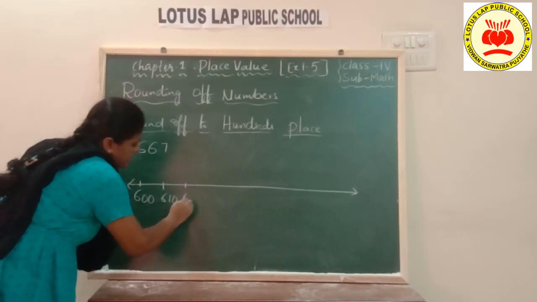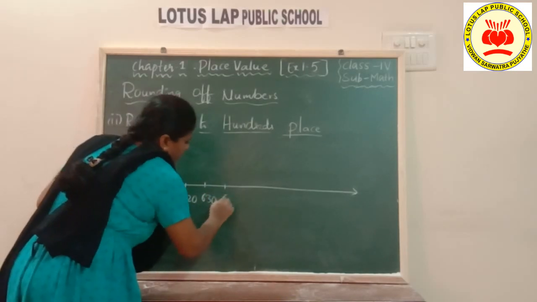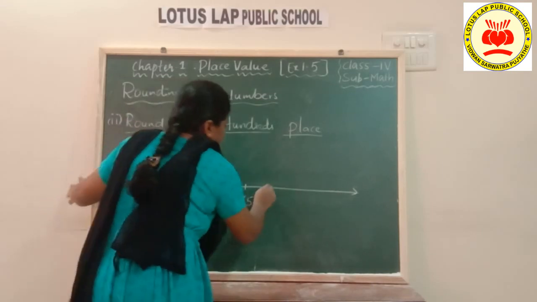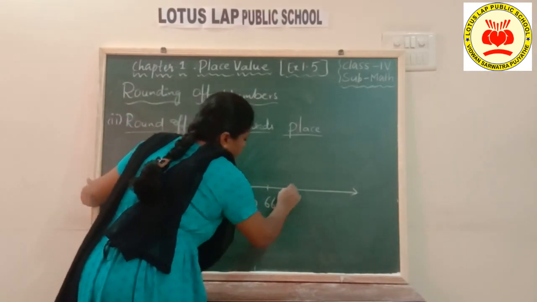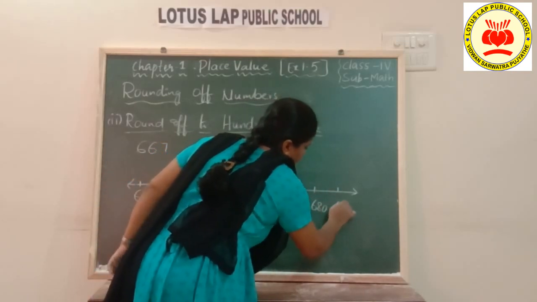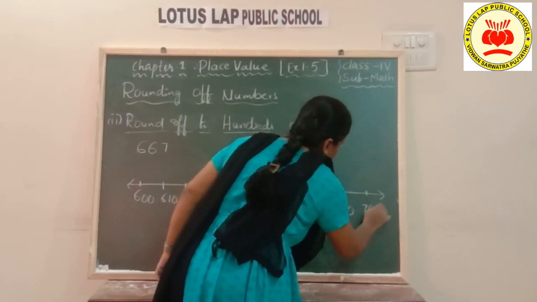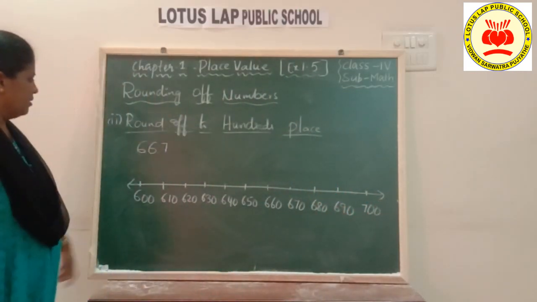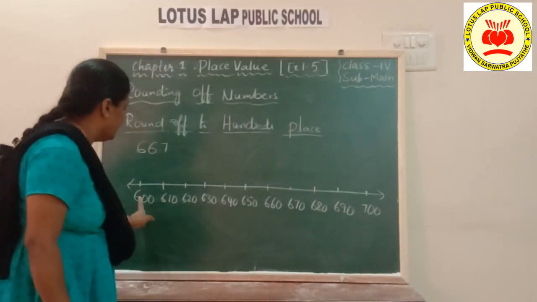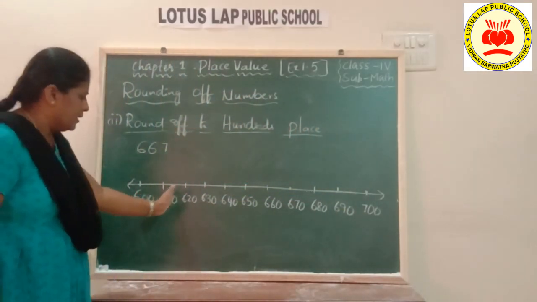So let us take like that. 610, 620, 630, next 640, 650, 660, 670, 680, 690, next 700. So 667 is lying between 600 and 700. So I have taken the numbers lying between 600 and 700, taking a gap of 10 every time.